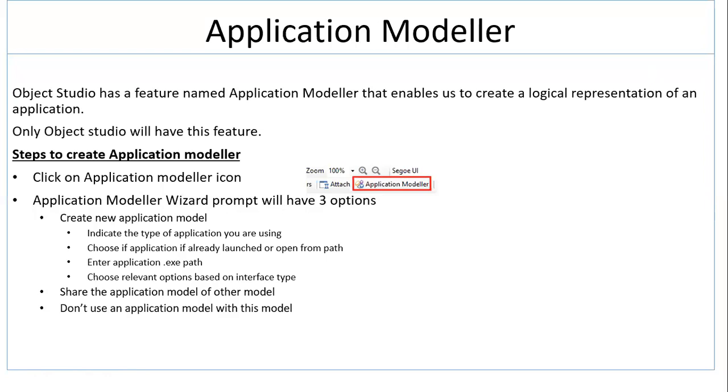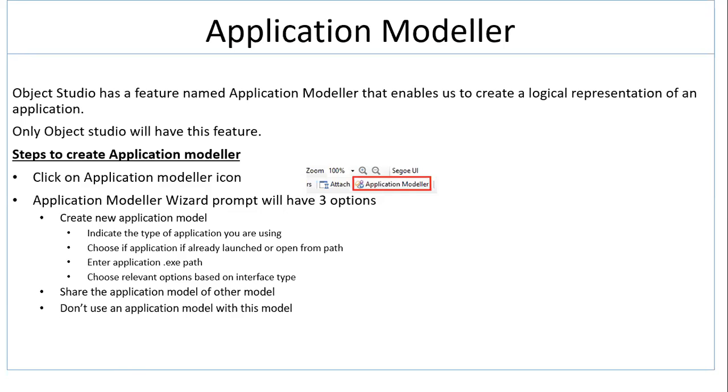Click on the application modeler icon as highlighted in the screenshot. The application modeler wizard prompt will open with three options. One is create a new application model, another is share the application model from another model, and the last is don't use the application model. The first one lets you create a new application model. With the second, you can share an application model from three different objects. And the last one is don't use application model.